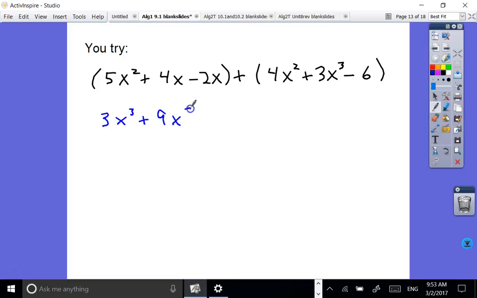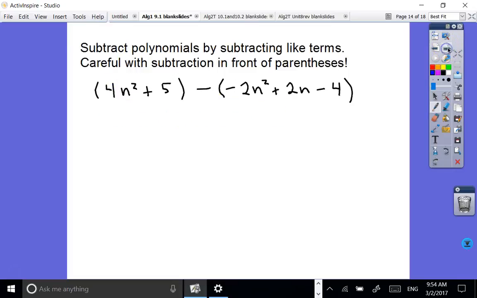Okay, how about the x to the first? This first one wasn't actually written in standard form because they didn't combine like terms first. So 4x minus 2x? 2x, right? 4 minus 2. Okay, and then do we have any constants? We got a minus 6. Okay, so add those two, put them in order of the exponents. Highest degree, highest power to the left. So far this is not hard, right? A little bit of vocabulary.